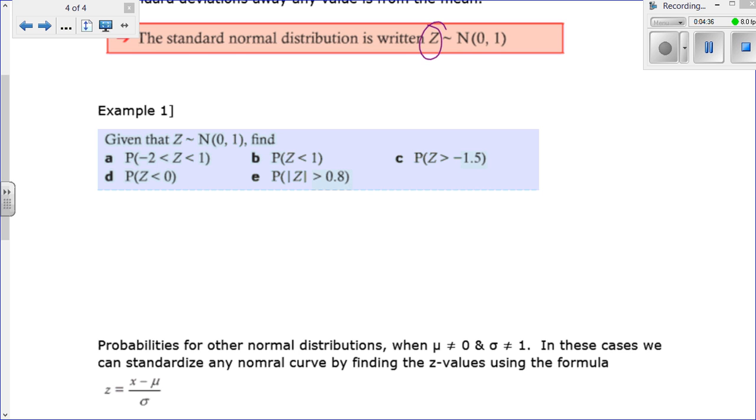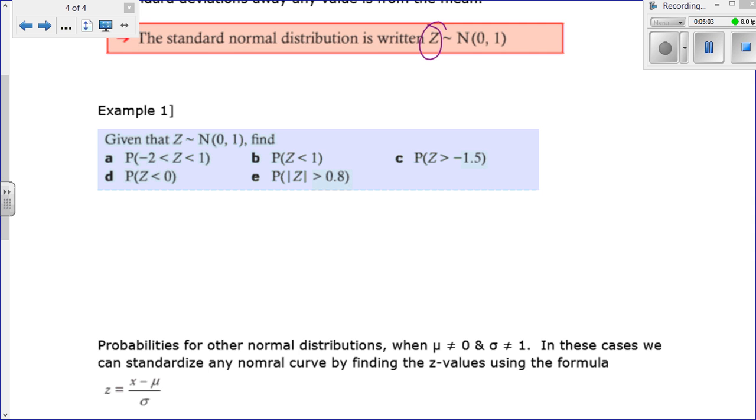So for example 1, we are using a standard normal distribution. And these are just graphing calculator problems. So we need to use what we're going to call normal CDF, and it's right in the same menu as the binomial CDF. I think it's number 2 in that second VARS menu in the distributions.